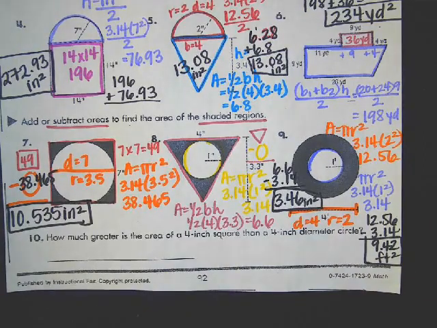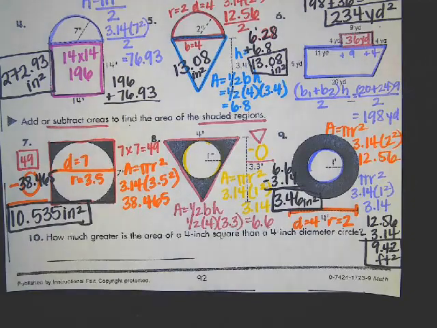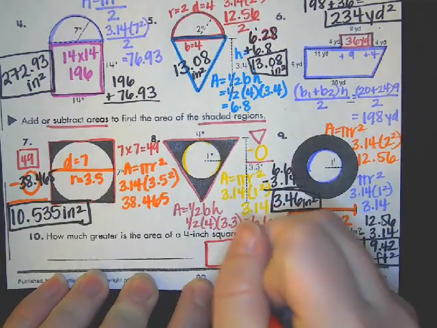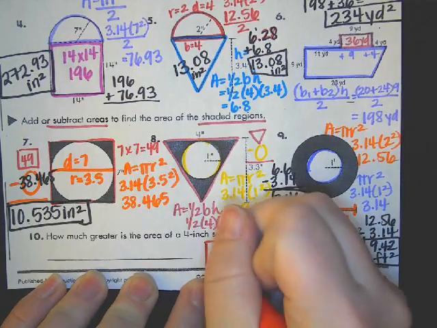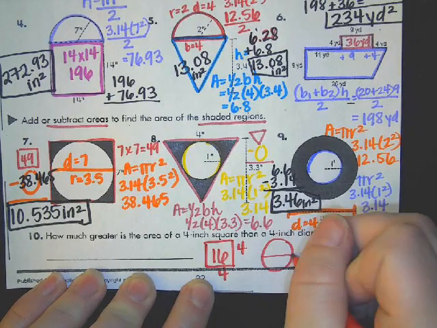Great job following along. Now, number 10 seems to be more of a word problem, and unfortunately they didn't give me a picture of the shape. How much greater is the area of a 4-inch square than a 4-inch diameter circle? Looking at this, I'm comparing a square, which is going to be a 4 by 4. We know 4 times 4 is 16. To a circle that has a diameter of 4.